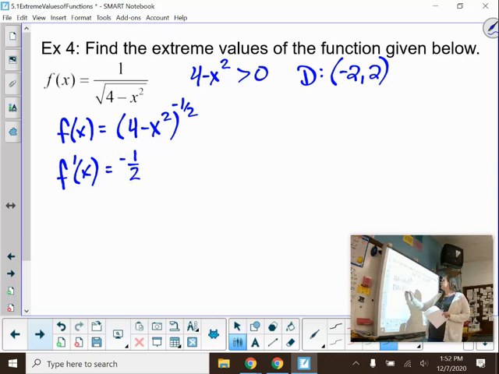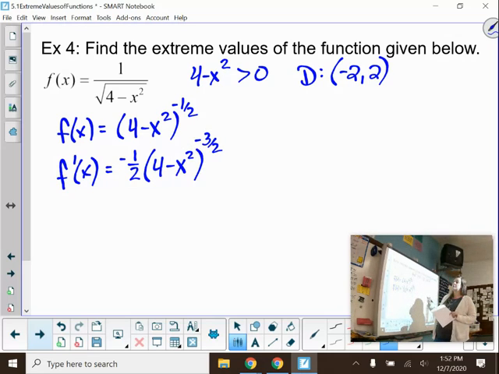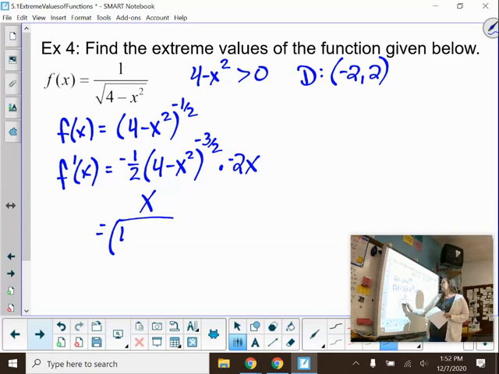So this is going to be negative 1/2, 4 minus x squared to the negative 3/2 power, because again I have to subtract 1 from the exponent. And then I'm going to multiply by, using the chain rule, the derivative of the inside, which is going to be negative 2x. So if I rearrange this, the negative 1/2 and the negative 2 are going to multiply to 1. The x is going to stay on the top, and then this quantity is going to move to the bottom.